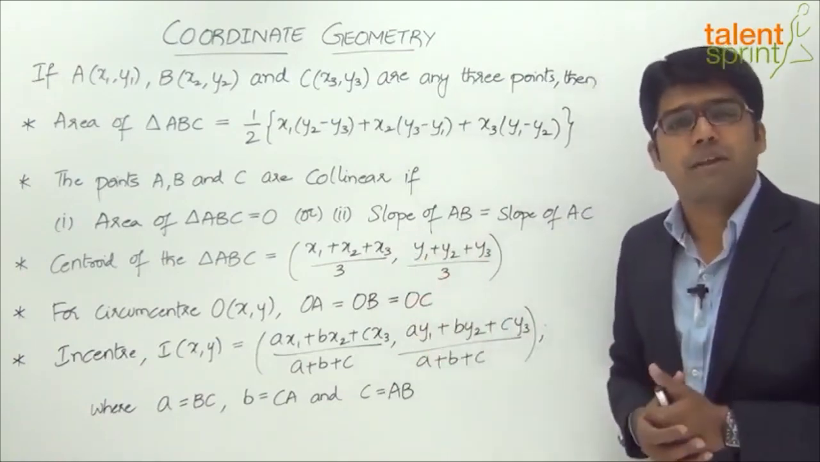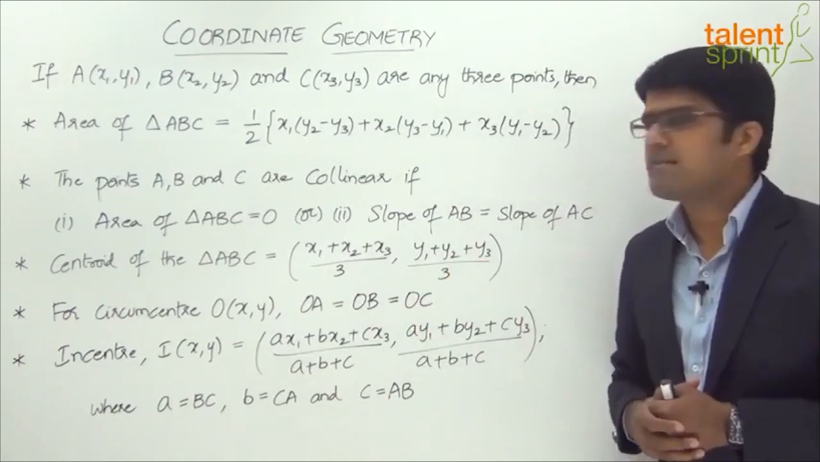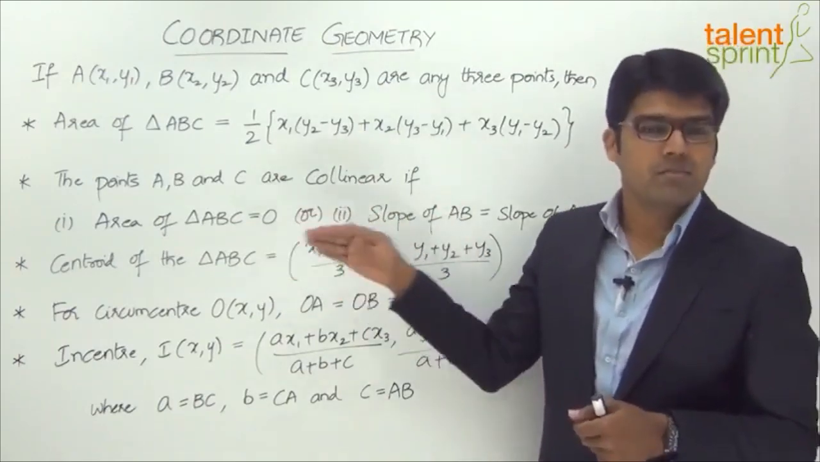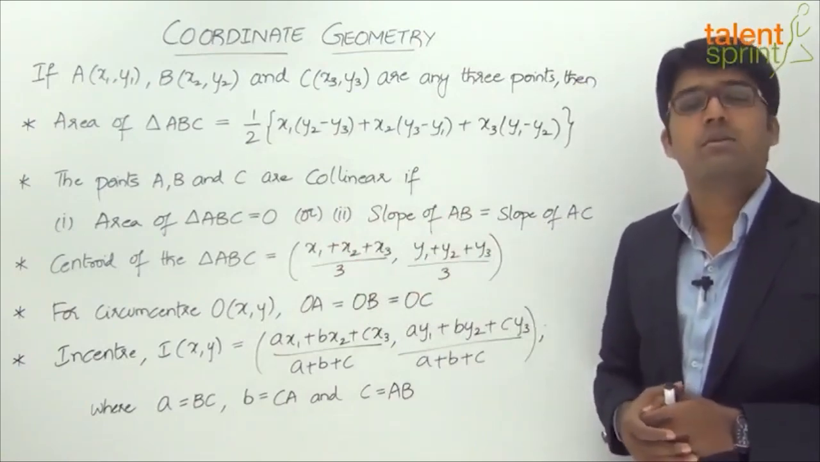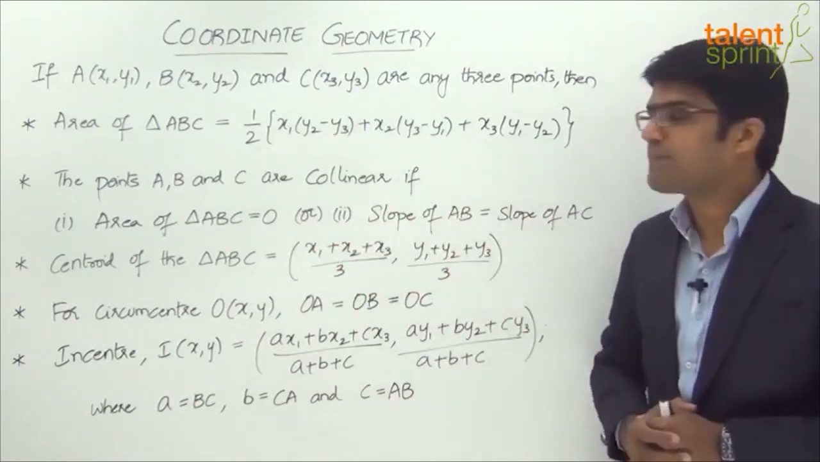So there are different ways of verifying if the given points are collinear, right? Simply, the area of the triangle ABC should be 0, or the slope of the line passing through A and B should be equal to the slope of the line passing through A and C.